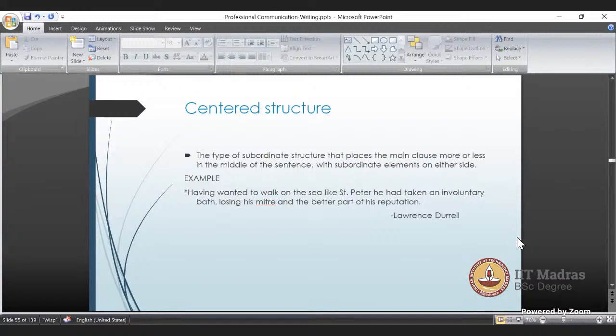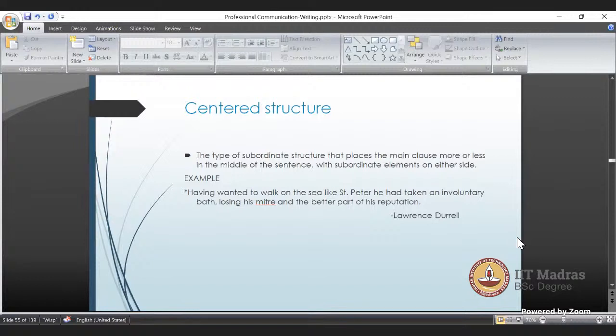And then around it, you have the subordinate clauses, both beginning with participles, the -ing form. Both of them are arranged around this main clause. Having wanted to walk on the sea like Saint Peter, then the latter part, losing his nature and the better part of his reputation, towards the end of it. Both those subordinate clauses are arranged around your main clause.